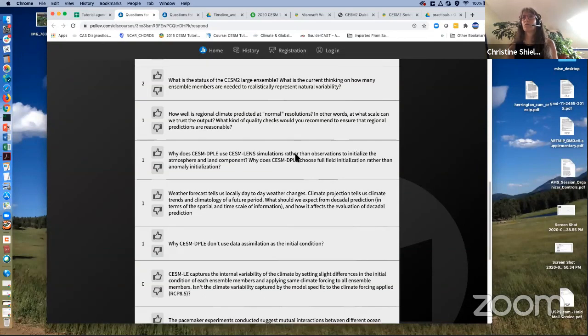This is, what is the status of the CESM2 large ensemble? What is the current thinking on how many ensemble members are needed to realistically represent natural variability? This is probably for Clara.